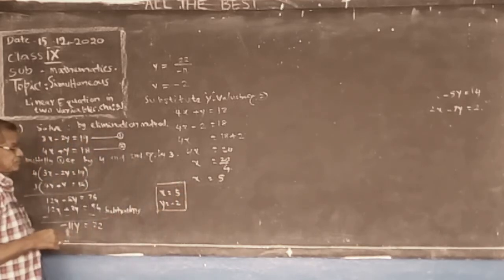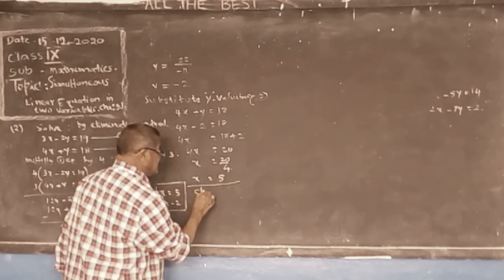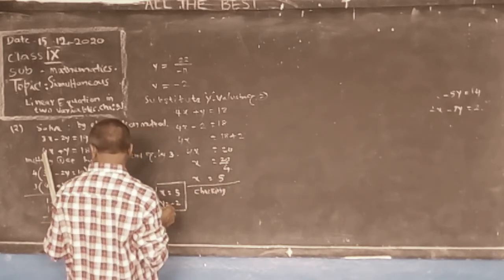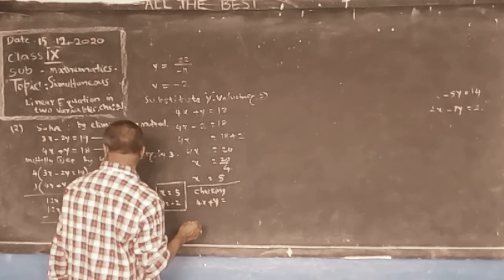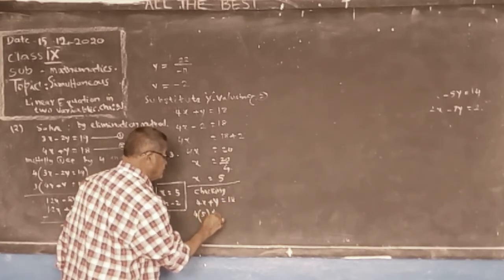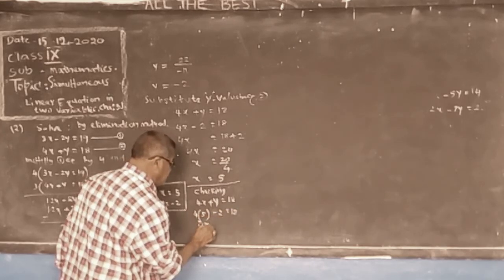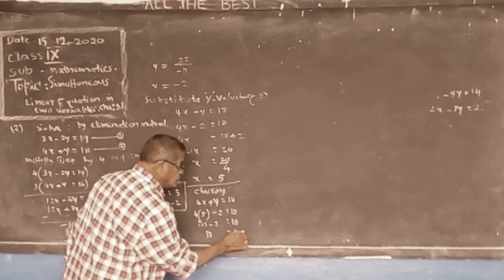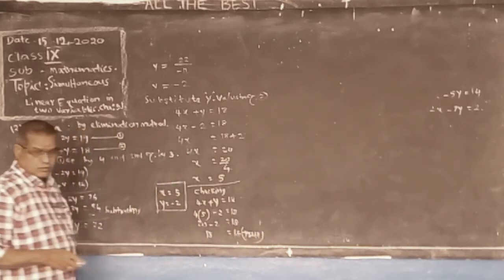Now check the result. Take the second equation, 4x plus y is equal to 18. The x value is 5 and the y value is minus 2. 20 minus 2 is equal to 18. So 18 is equal to 18. Like that, we have to check the result also.